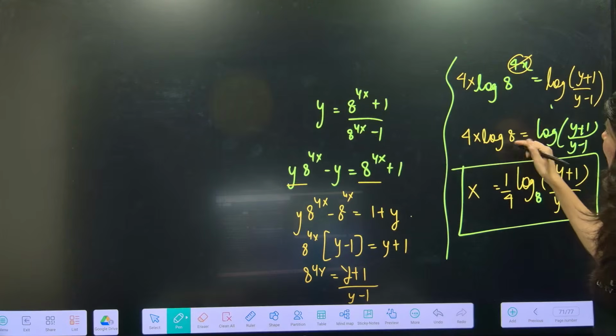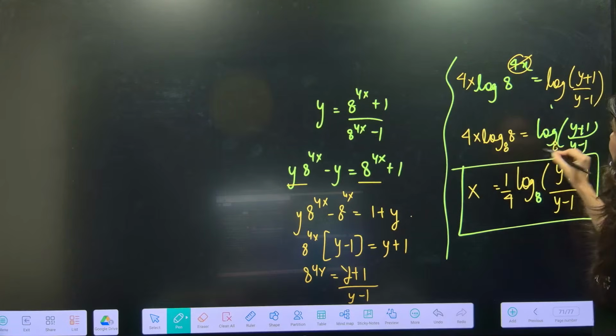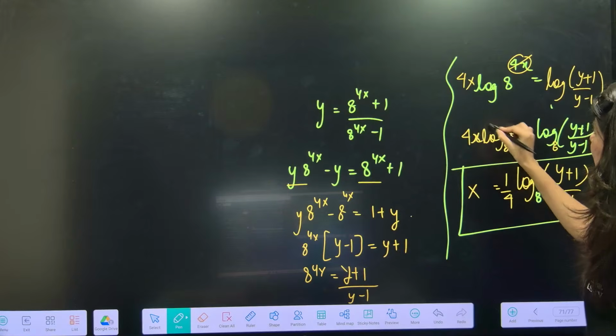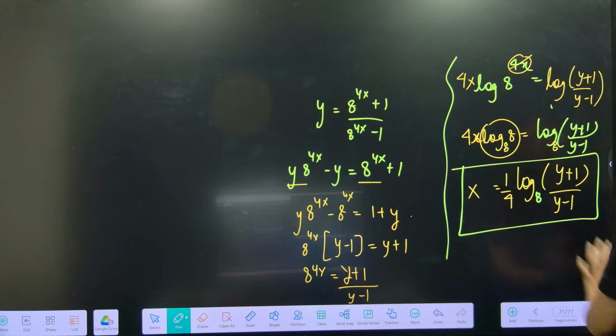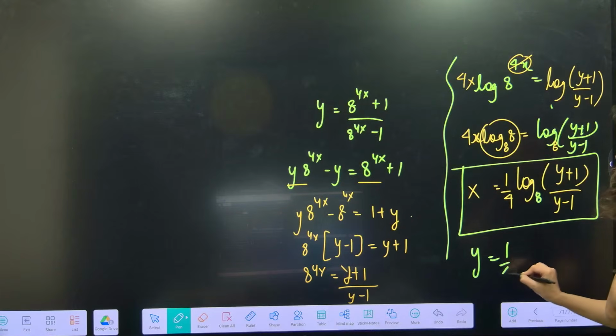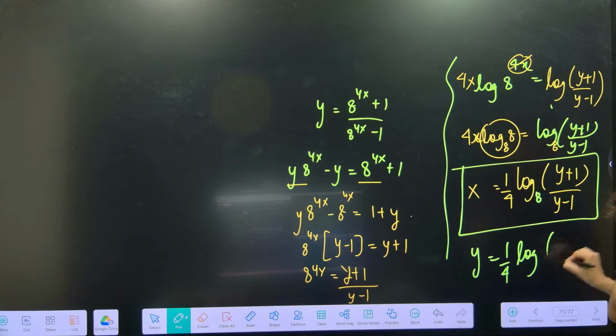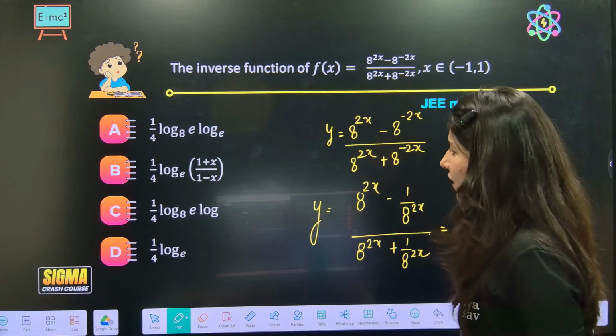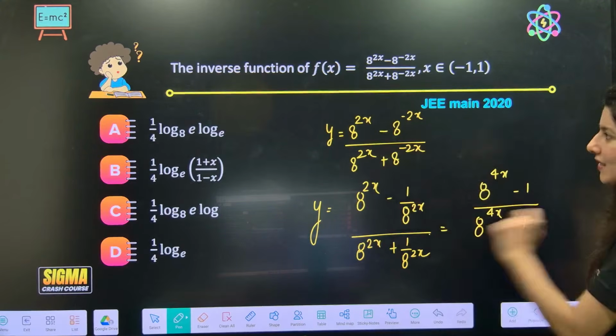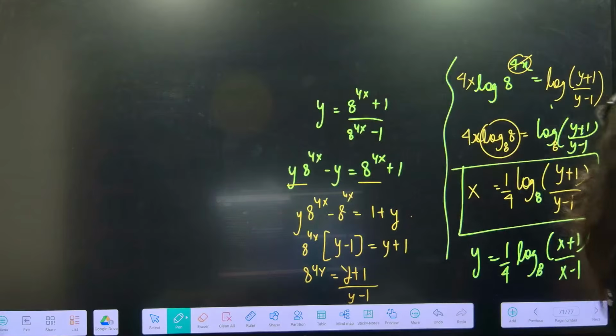If I write base 8, what will happen? This will be 4x. This will be 1. So 4x is equal to log base 8 of (y plus 1) upon (y minus 1). So x is equal to 1 by 4 log base 8 of (y plus 1) upon (y minus 1). Now just replace: y will be 1 by 4 log base 8 of (x plus 1) upon (x minus 1). Okay, now we'll match answers.